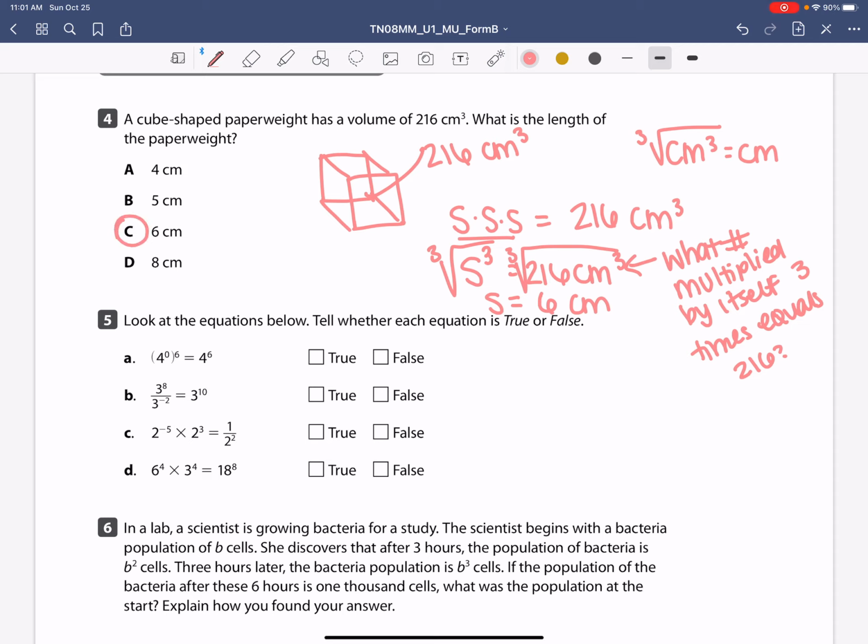Number 5, look at the equations below. Tell whether each equation is true or false. All number 5 is quizzing you on the exponent rules.